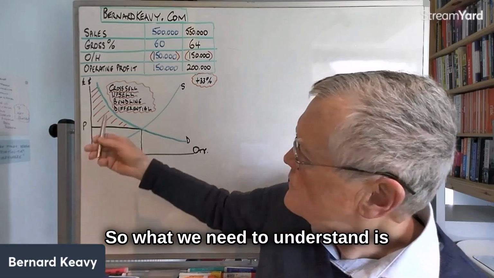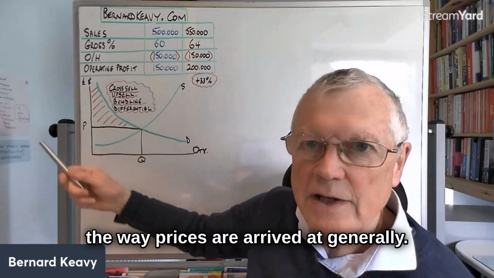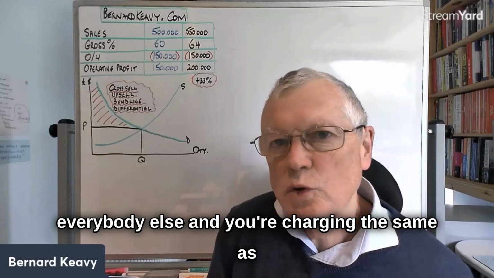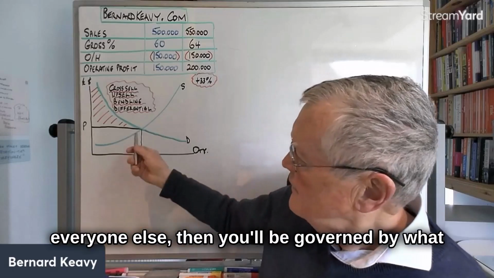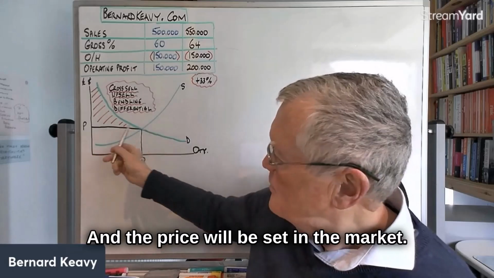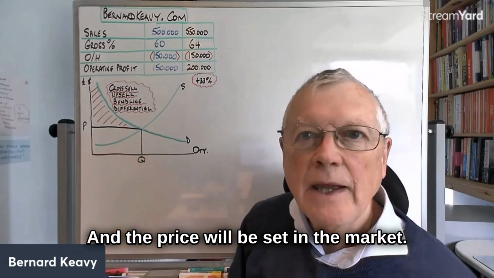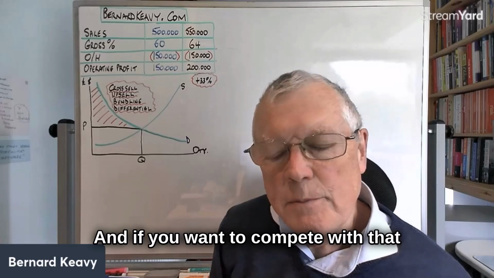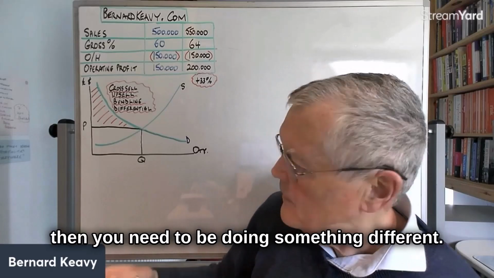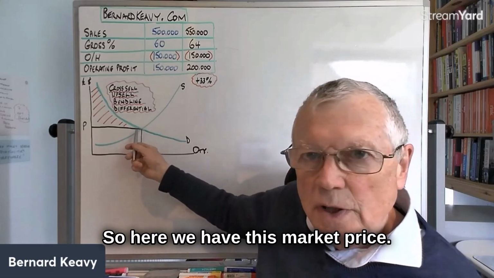So what we need to understand is the way prices are arrived at generally. Now, if you're in the same market as everybody else and you're charging the same as everyone else, then you'll be governed by what are called market forces, supply and demand. And the price will be set in the market. And if you want to compete with that price, have a higher price, if you like, then you need to be doing something different. So here we have this market price.